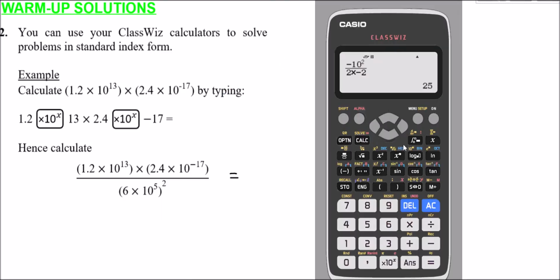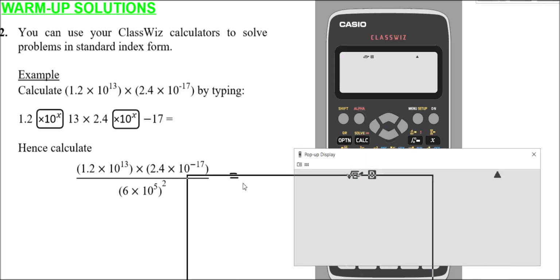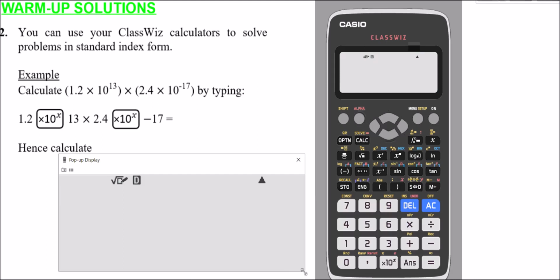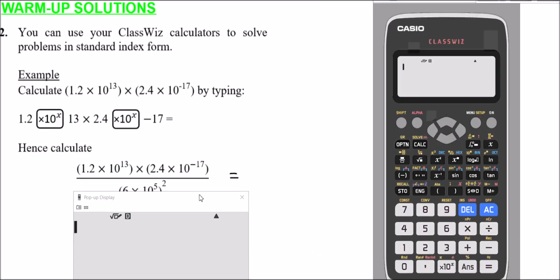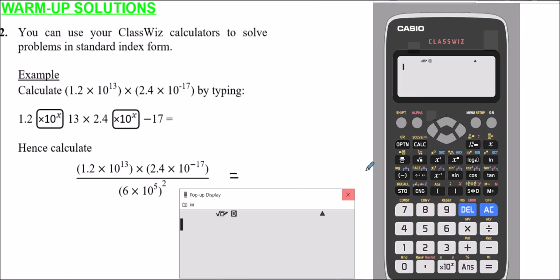So if we were to do that, and to be honest, you don't have to use the standard form button. I'll show you how to use it though. So I'll make the screen big so you can see what's going on. Slightly too big perhaps. So in fact, I'll slide the calculator over, we'll pop it here.